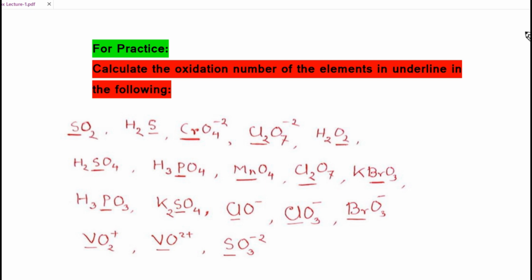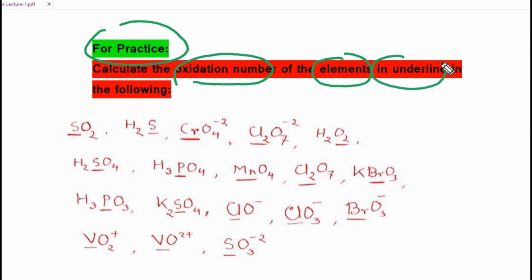Okay, this is for practice. Calculate the oxidation number of the elements underlined. Here sulfur dioxide, you will calculate the oxidation number of sulfur. Here sulfur, hydrogen sulfide, chromate, chlorine, oxygen, sulfuric acid, sulfur, phosphoric acid, you will find out the oxidation number of phosphorus.